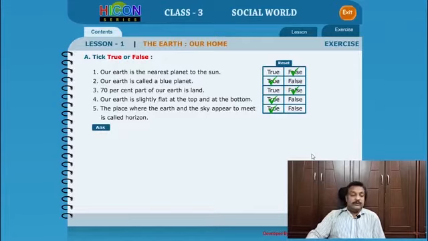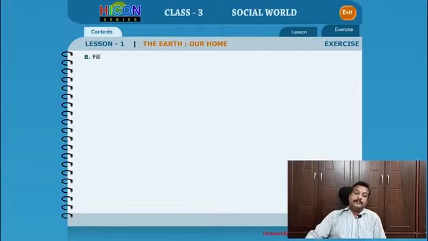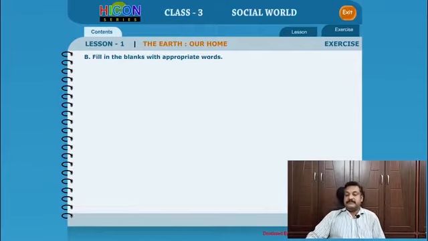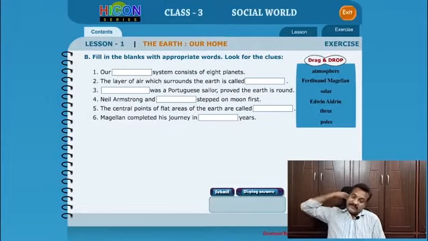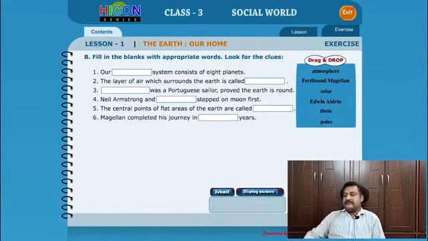Okay, so now we will go on to the next question. B. Fill in the blanks with appropriate words. Look for clues. So there are 6 sentences given there which are taken from the lesson, and there is a box in which the options are given here. So what we need to do is to read the question, understand the concept in that, and select the correct answer from here and drop it over there.